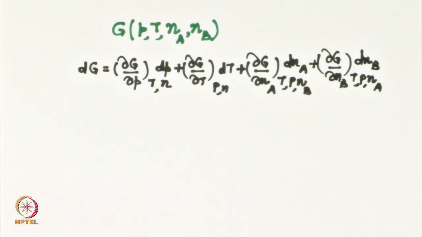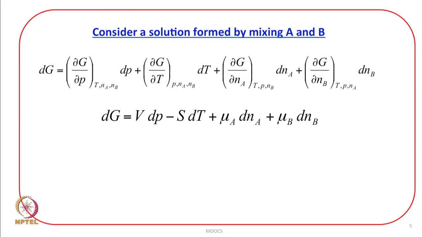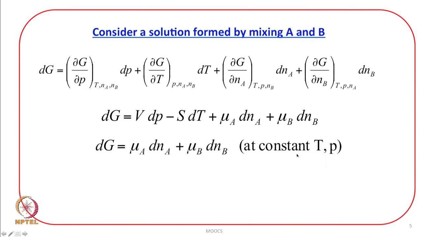It is in the same way as we have discussed earlier. You can rewrite this expression as dG is equal to V dP minus SdT plus mu A dNa plus mu B dNb, and we have discussed why this coefficient is V, why this is minus S, and these are the definitions of chemical potential mu A and mu B. If I fix the temperature and pressure, then dG is equal to mu A dNa plus mu B dNb.